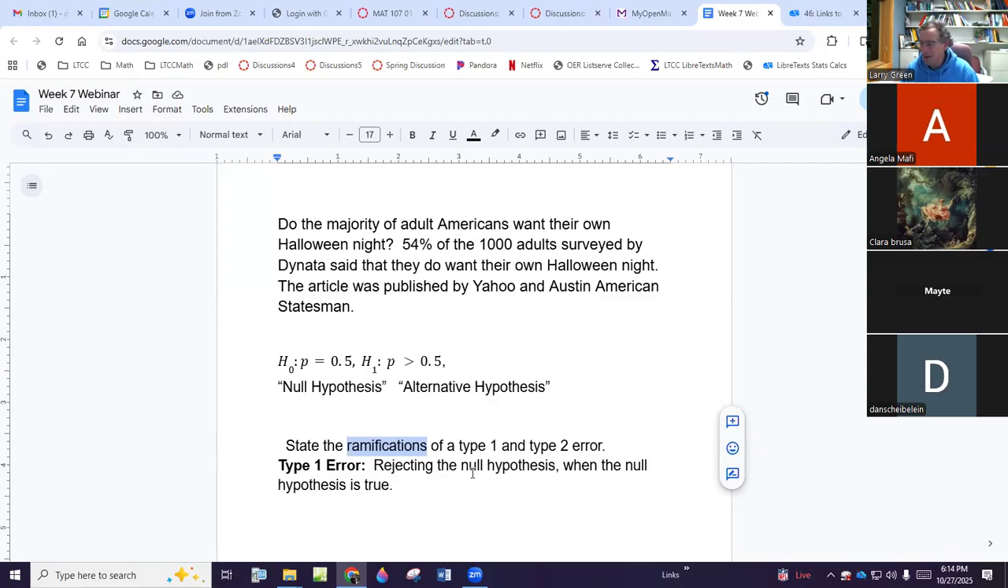Okay, these are the bad consequences. Those are the ramifications. So we have to say, what are the bad things that are going to happen if you end up rejecting the null hypothesis, but the null hypothesis was true? So that means we're going to say that P is greater than 0.5. We're going to say the majority of adults, right? Or we're going to publish it if we're the news group. We're going to publish that the majority of the adults want their own Halloween night. But on the other hand, we don't have a majority wanting their own Halloween night. Any thoughts of some consequences, some ramifications that occur?